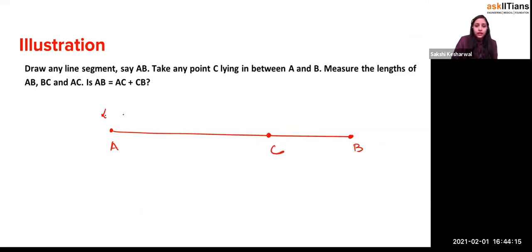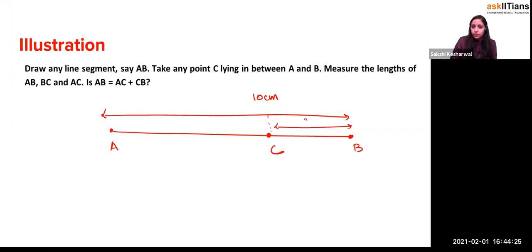If the AB length is 10 centimeters, and I place this point on the 7 centimeter mark, so this is 7 centimeters. So this length will be how much, beta? 3 centimeters. And this length will be what, beta? 7 centimeters, right?